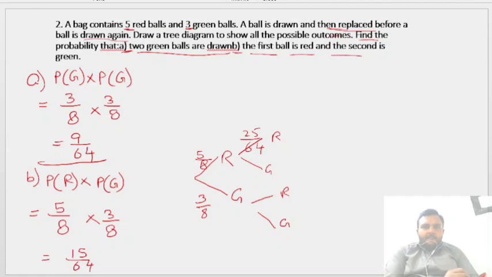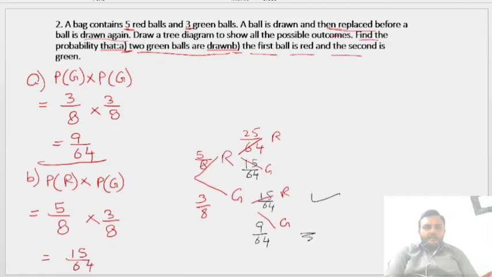And here let me change the color. So red with green, so how much? Red 5 and green 3, so it must be 15 over 64. So now green with red. Green with red, 3 and red is 5. So it must be again 15 upon 64, and that one will be green with green, 9 upon 64. So hope all of you will understand the diagram also. So let's move toward the next question.